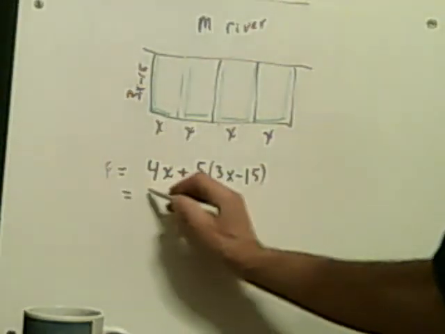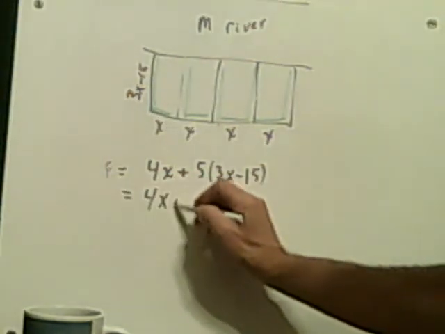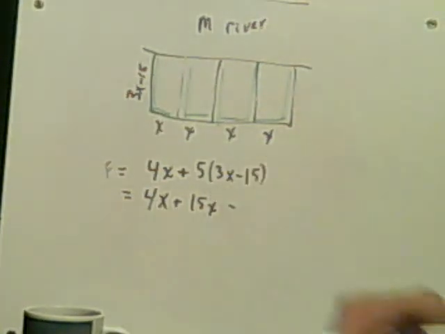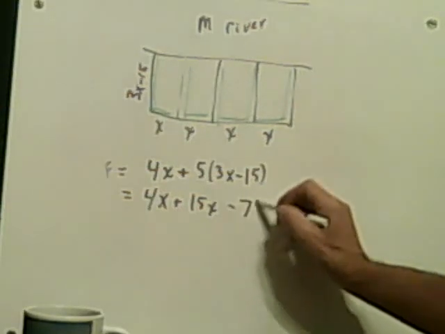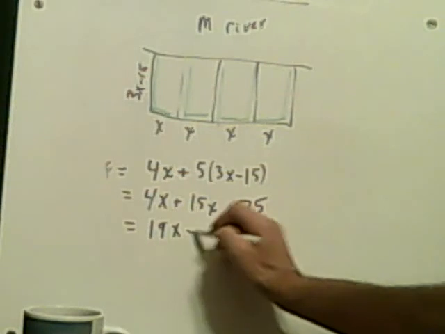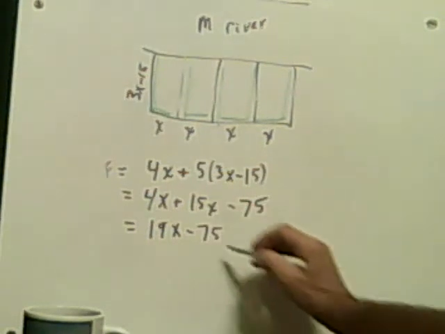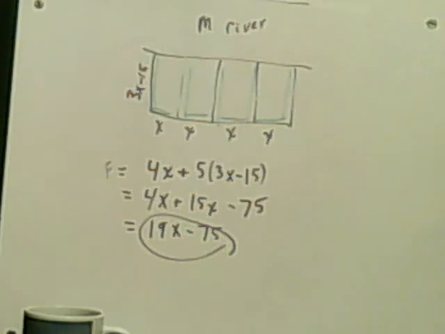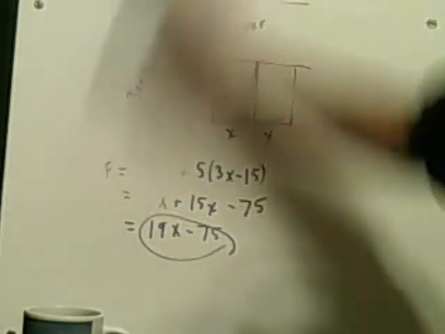And here we're going to, that's 4x plus 15x minus, now 5 times 15, that's 75. So minus 75. And then that's equal to 19x minus 75. That's the final expression for the amount of fencing. For my interpretation of this, because I don't think they want fence, they don't seem to show fence going up along the river. Okay.